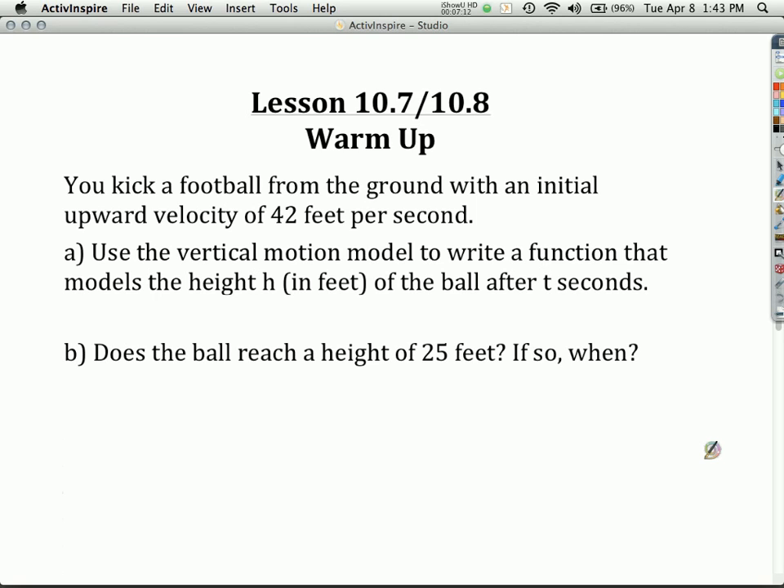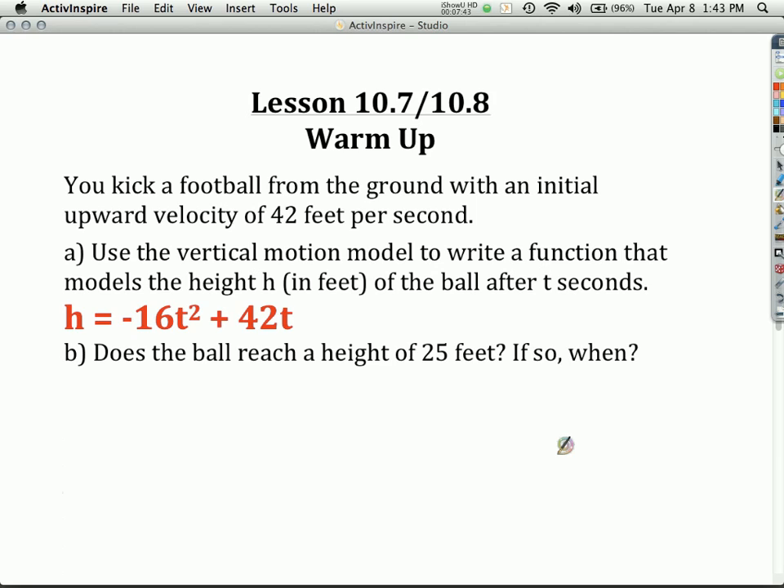What do we get for the model? We'll start with Chris, John, and Dalton. Okay, what'd you put, John? Okay. Yeah, that's what we were looking for. H equals negative 16t squared plus 42t.